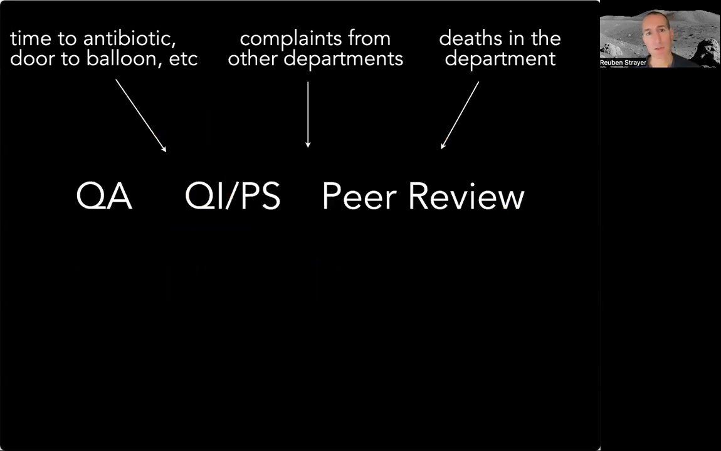All departments should have a process for evaluating the quality of care they deliver. This is usually called quality assurance, quality improvement, patient safety, or peer review. In most departments, this process is carried out by a small number of attendings. In many departments, it's just one person.